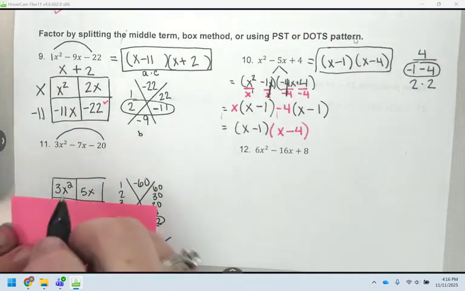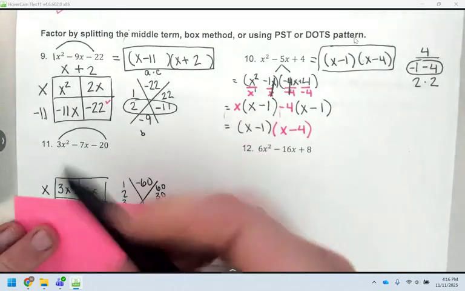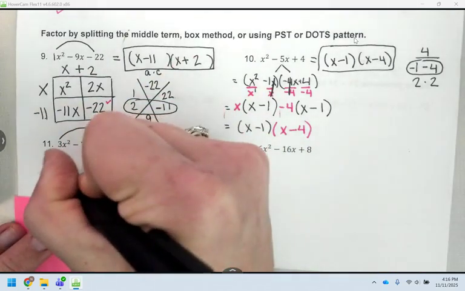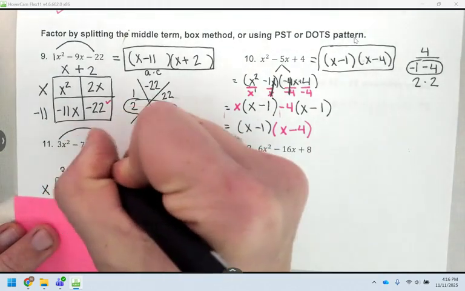Let's see what's in common. 3 and 5 don't have anything in common, so just an x. X times the top gives us 3x squared. X times this top is supposed to give me 5x.